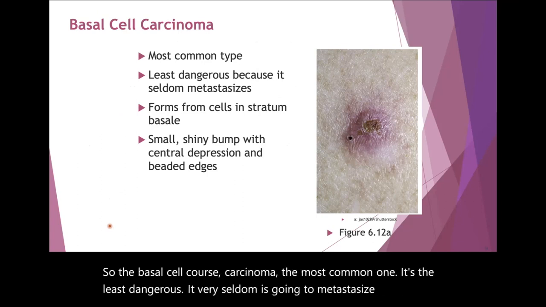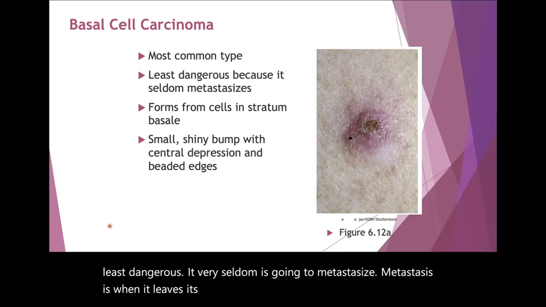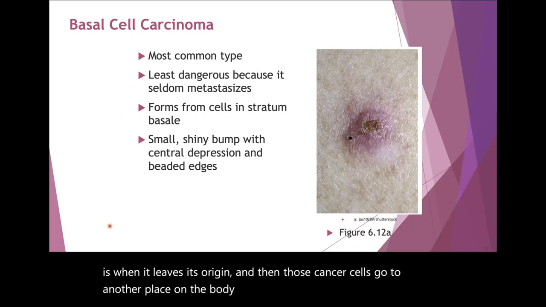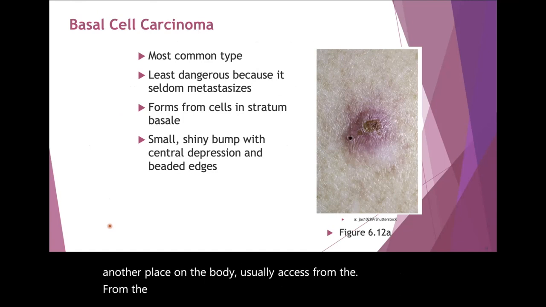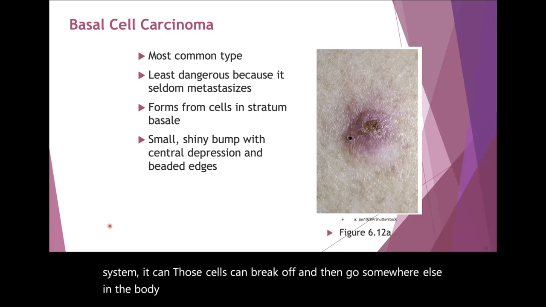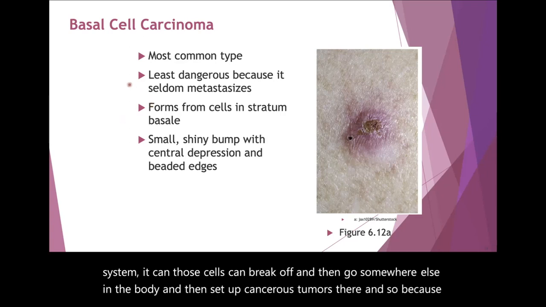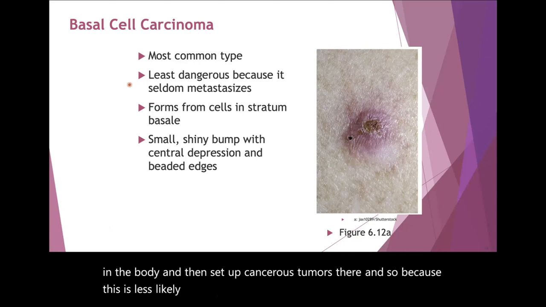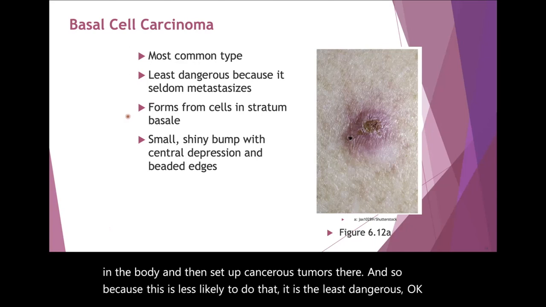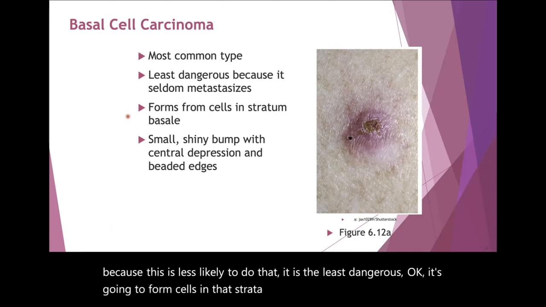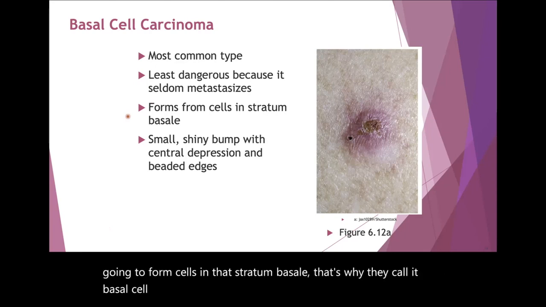Metastasis is when it leaves its origin and then those cancer cells go to another place on the body, usually accessed from the blood cells, the cardiovascular system or the lymphatic system. Those cells can break off and then go somewhere else in the body and then set up cancerous tumors there. And so because this is less likely to do that, it is the least dangerous, okay? It's going to form cells in that stratum basale. That's why they call it basal cell carcinoma.